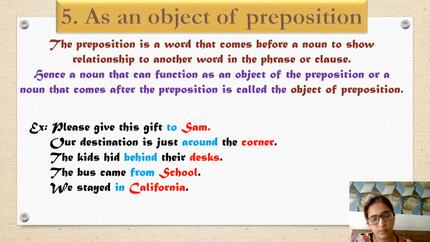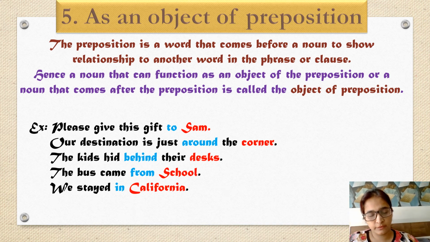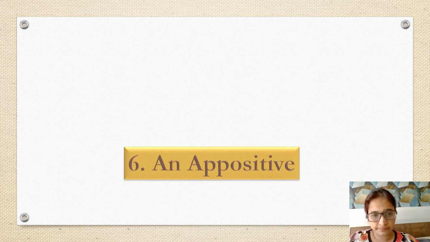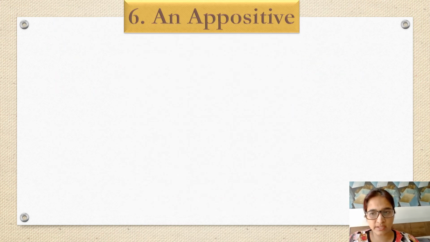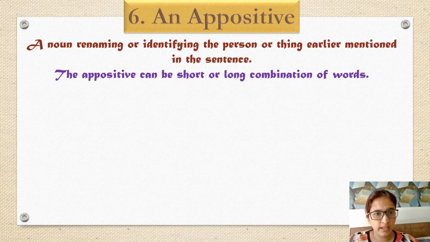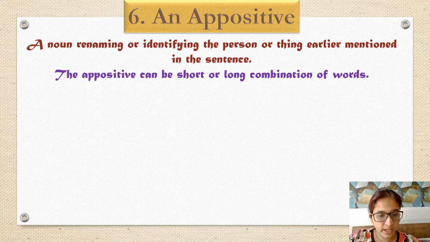Again, you will learn more about prepositions in my future presentations, but for now, I think it's quite understandable already. Let's go to the next one: a noun being used as an appositive. This is quite easy to identify. When you see a noun that is renaming or identifying the person or thing which is earlier mentioned in the sentence already, that kind of noun is called a noun as an appositive.